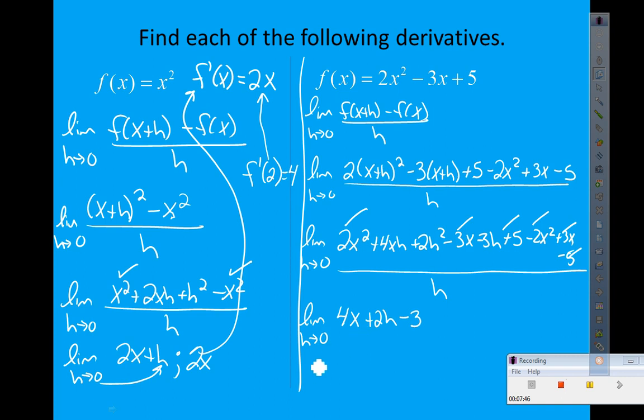So let h go to 0. Here's what I get then. F prime of x is 4x minus 3. What you just did is you found a formula that will give you the instantaneous rate of change at any point on this parabola. Now if I said, hey, go tell me the slope at 5, you're just plugging 5 into there. 20 minus 3 is 17. The slope of the tangent line at x equals 5 on this parabola is 17.